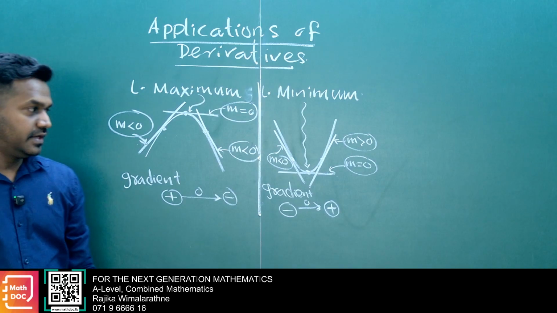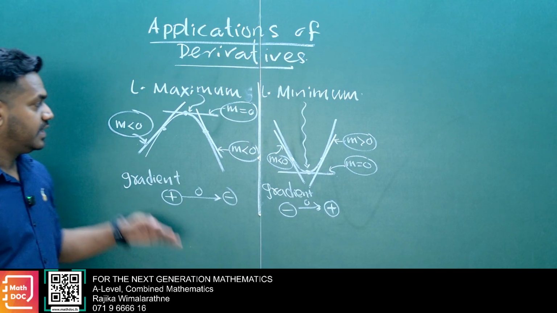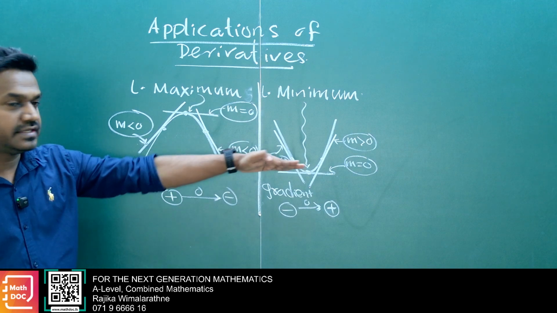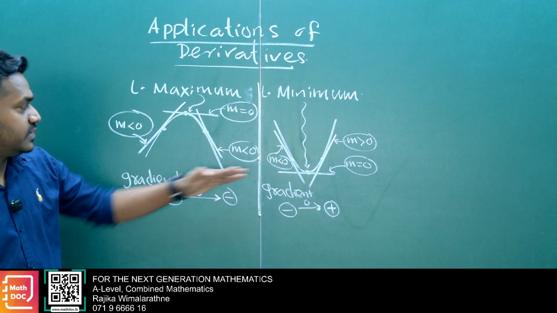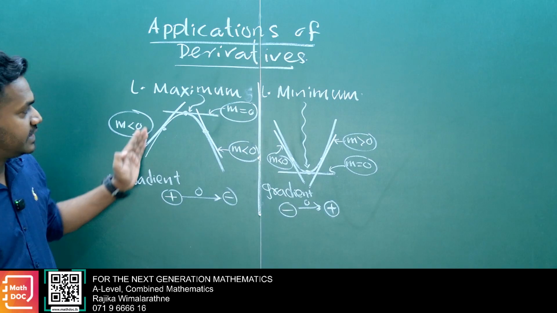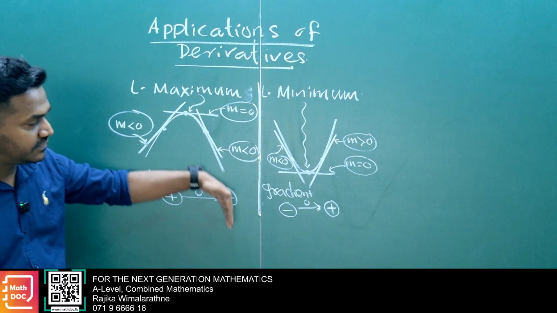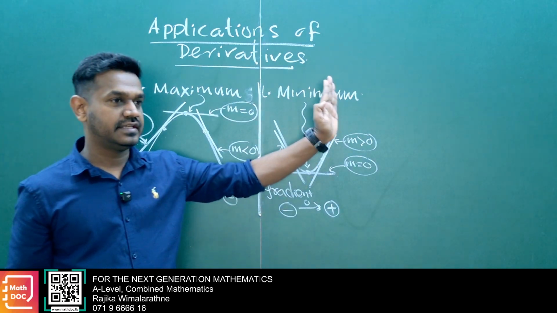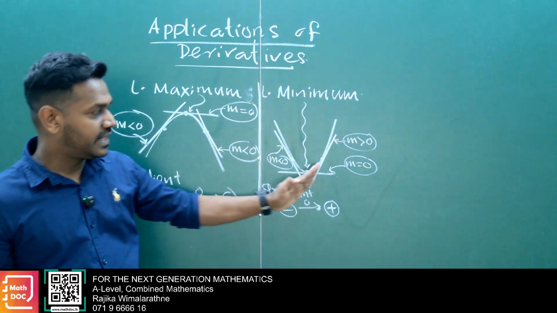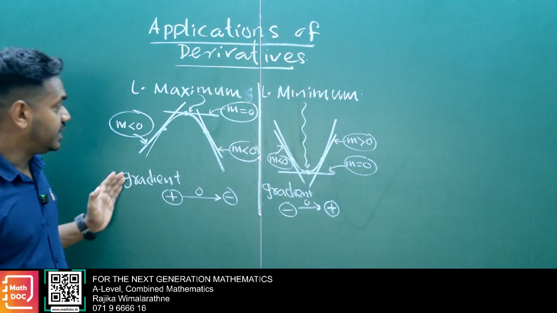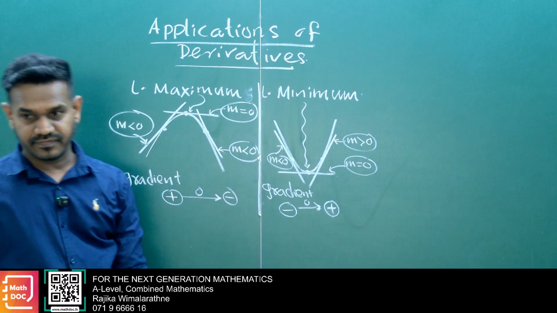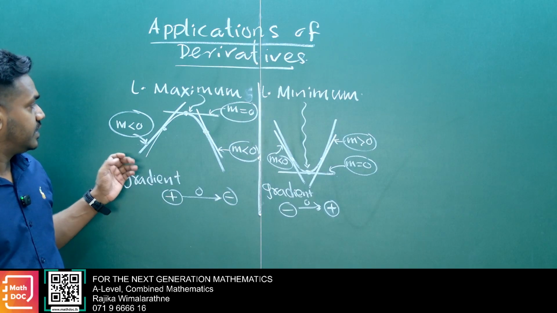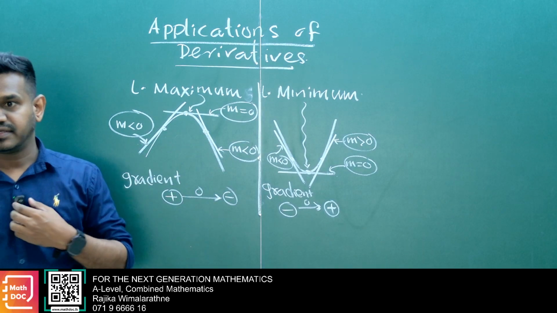Now further, you go from left to right along this curve. Here it is increasing and then decreasing. Here decreasing, then it turns and increases. Here increasing, then it turns and decreases. That's how we analyze increasing and decreasing.